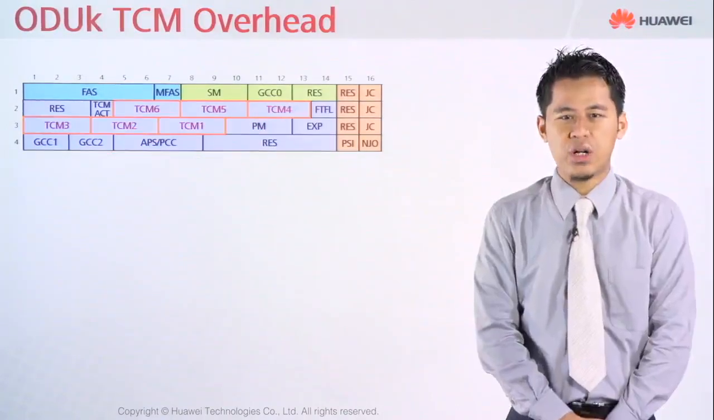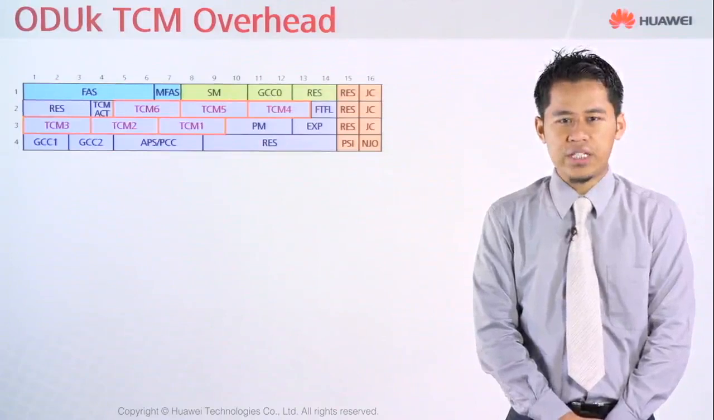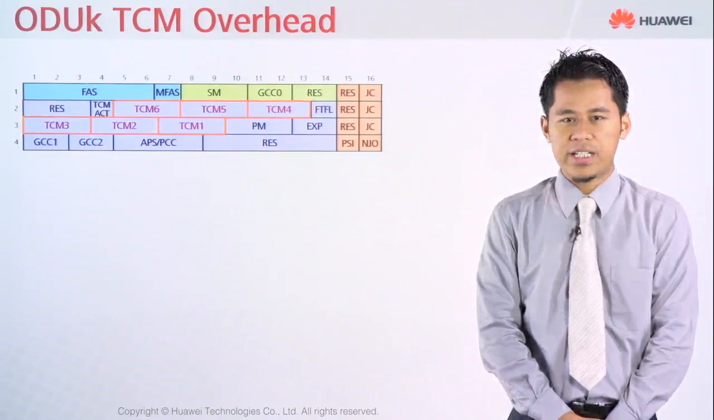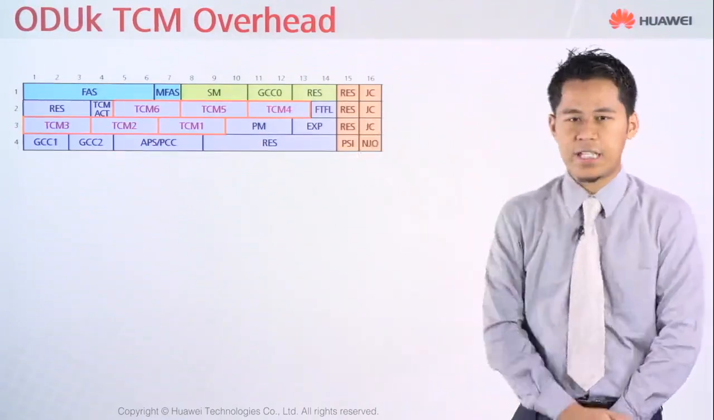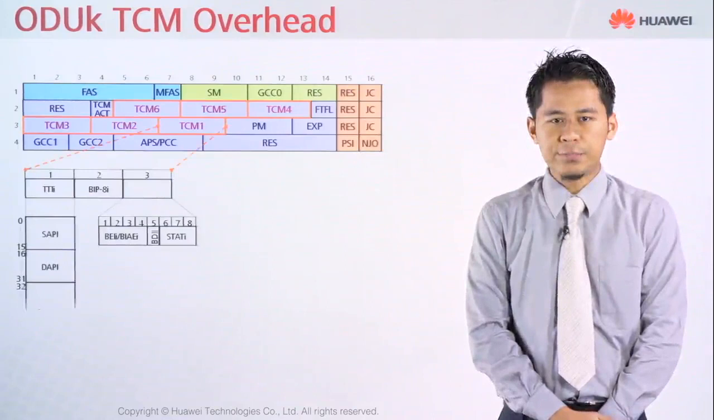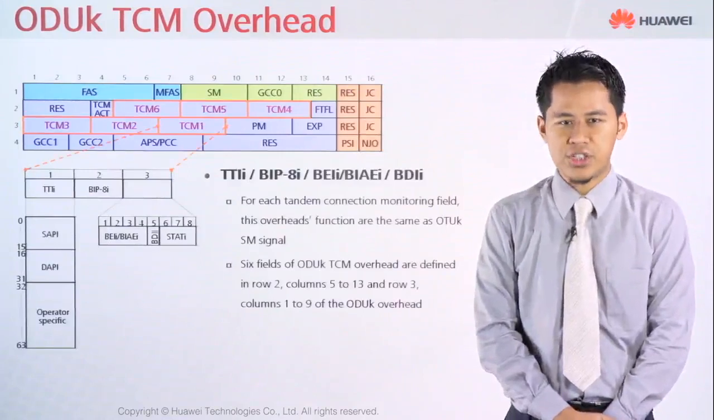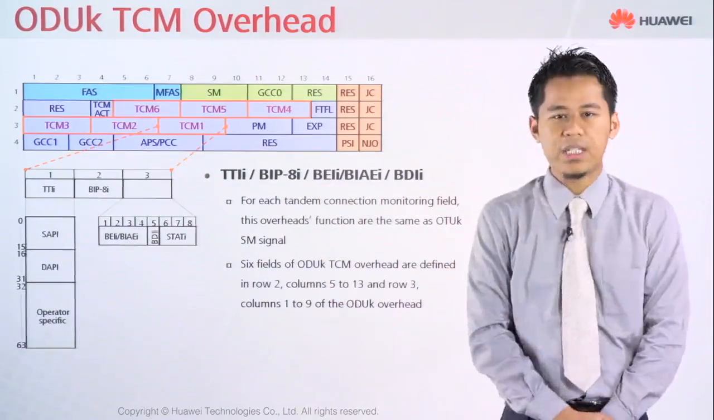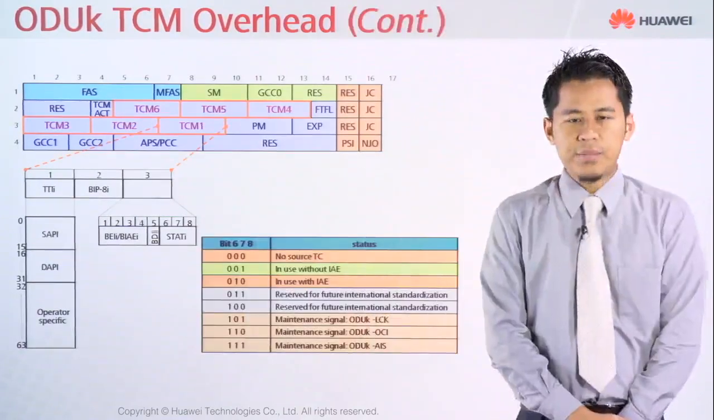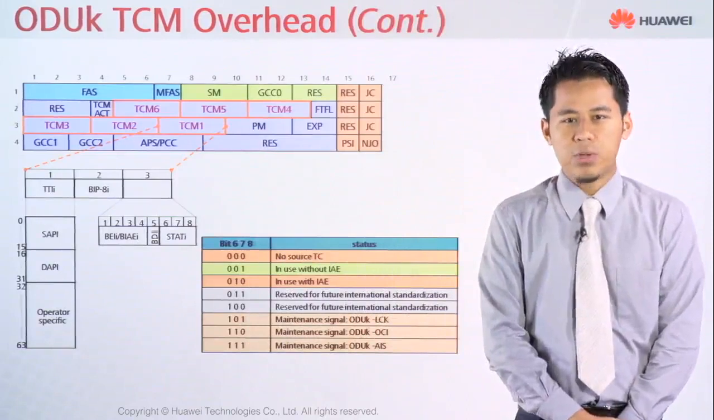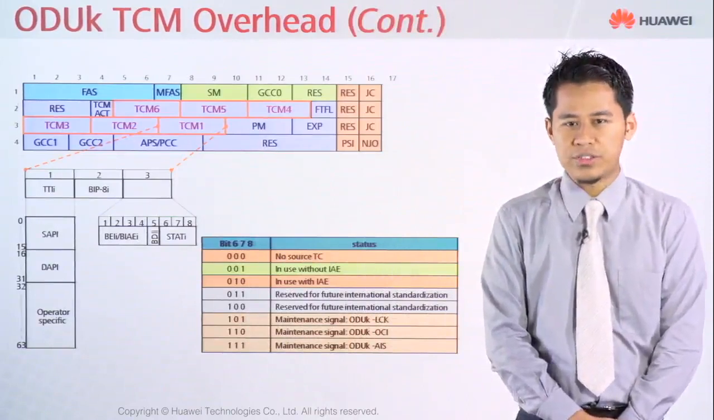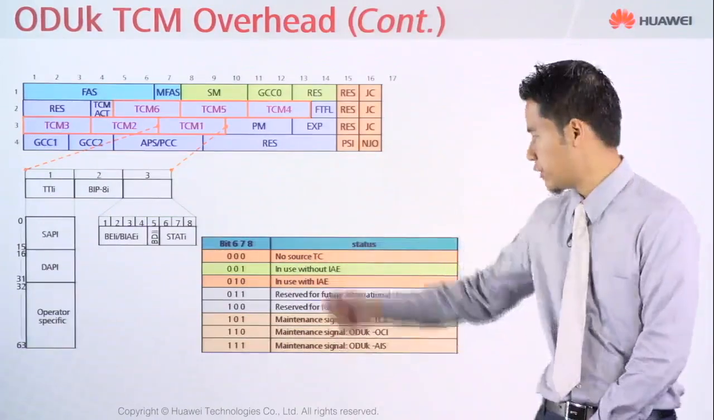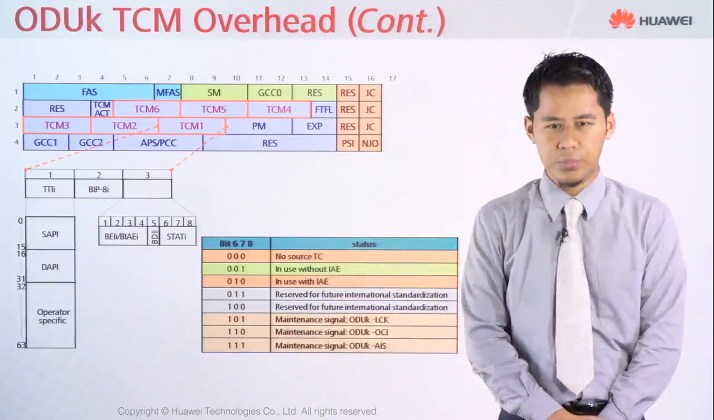ODUk tandem connection overhead. This tandem connection overhead is used to monitor if you have different operators. They can support up to 6 tandem connection monitoring levels. In this byte, it is also the same as section and path monitoring. It will have such as TTI, BIP, and the rest. It's the same as the other path monitoring and section monitoring, with the status condition from bit 6 until bit 8. If it shows 001, it means this is normal.